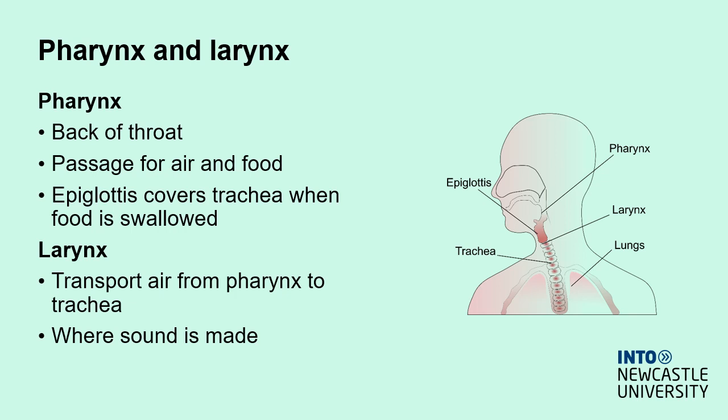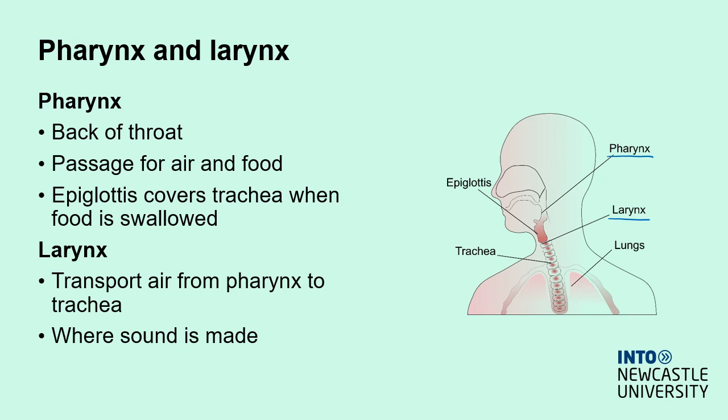The air will now pass through the pharynx and then through the larynx. The pharynx is the back of the throat, and this is where both air and food can travel. We've got this epiglottis that will cover the trachea when we swallow food, to make sure that food goes down the esophagus rather than into the trachea, which would be very bad for infections. You don't want to get food in your lung, for example. We'll talk more about swallowing when we talk about the digestive system.